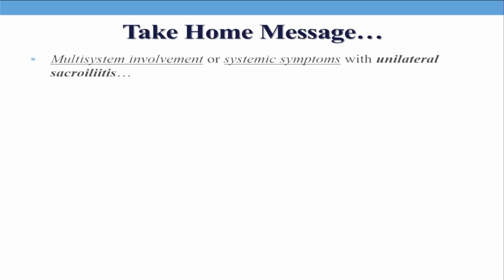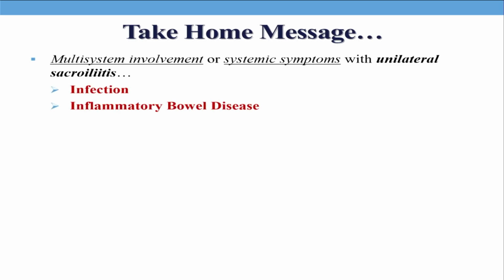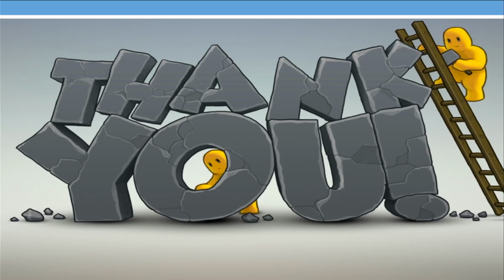So in this case, the take-home message is that when there is some multi-system involvement or a preceding history of systemic symptoms with unilateral sacroiliitis, please think of 3 diagnoses. One is infection, second is IBD, and third is metastasis. Thank you.